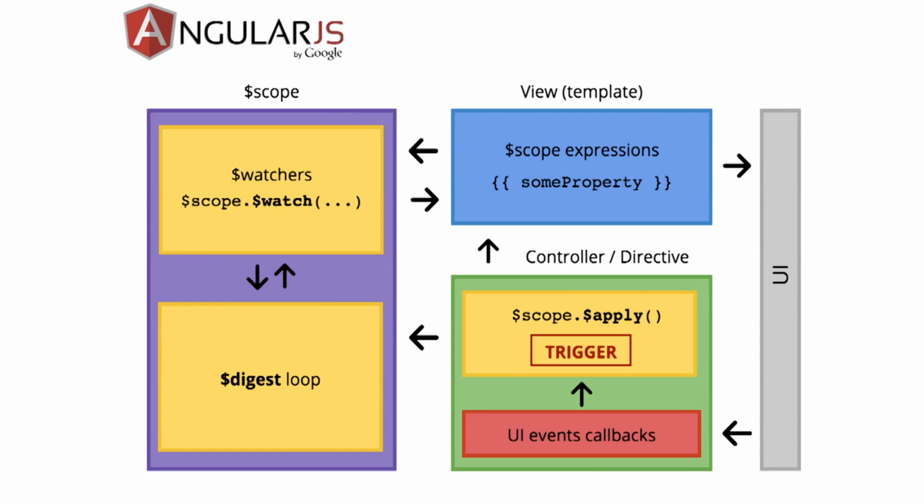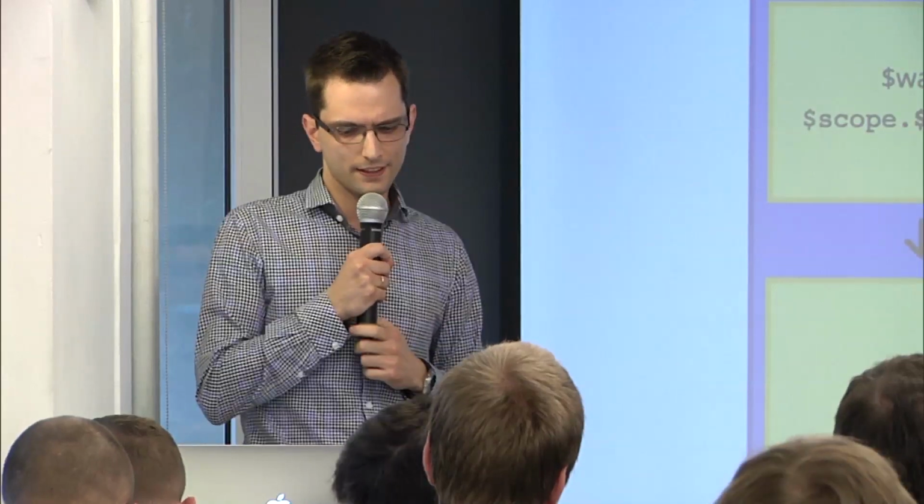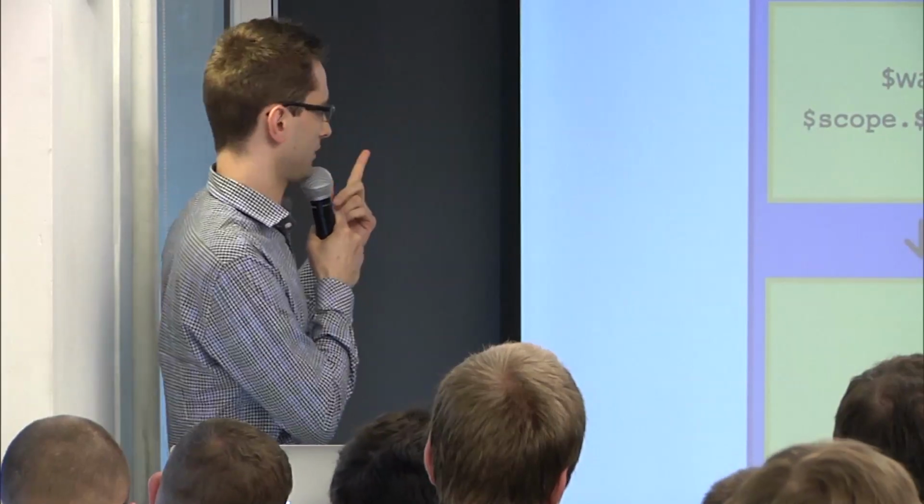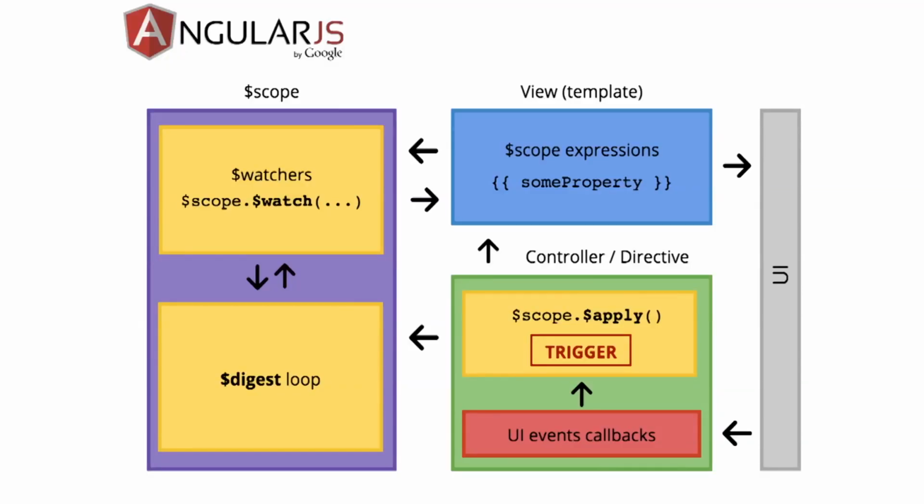They invoke this method inside of the directives they created for you, like ngClick, show, hide, and other directives. They just call this method inside of these directives. So this scope apply is invoked. Then the digest loop goes through the registered watchers inside of the scope object.